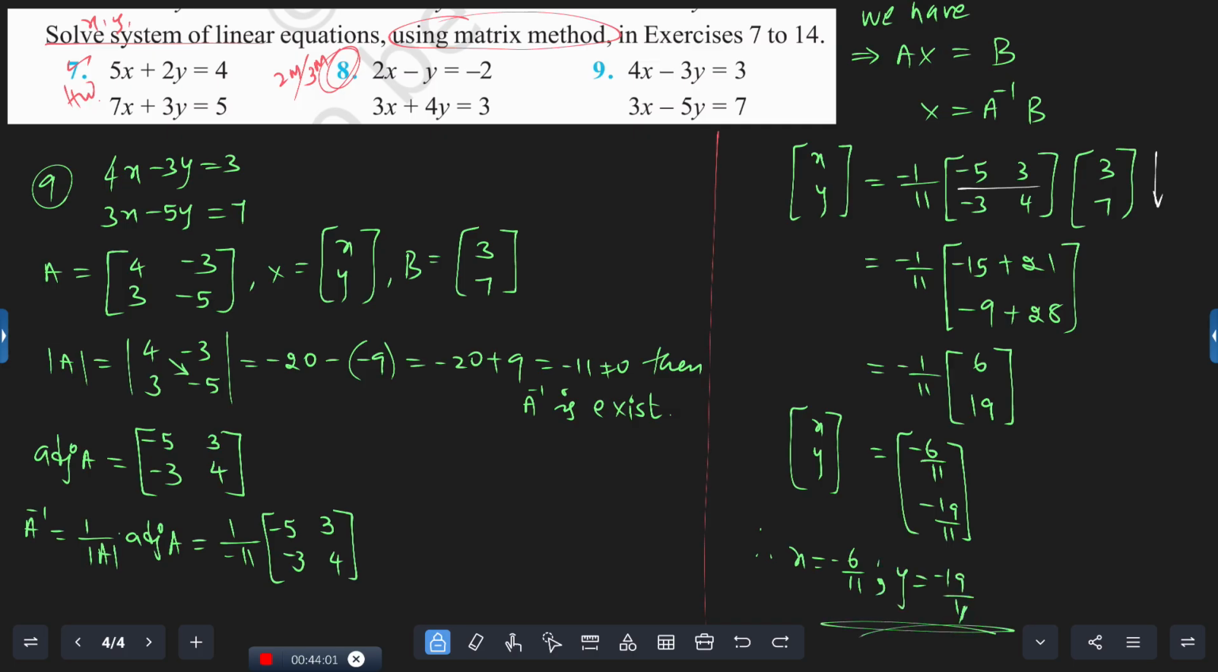If it is possible to cancel, you can do it. But here it is not possible to cancel, so I am not doing it. Is it okay? Right. So do it fast. We'll go to the next one.